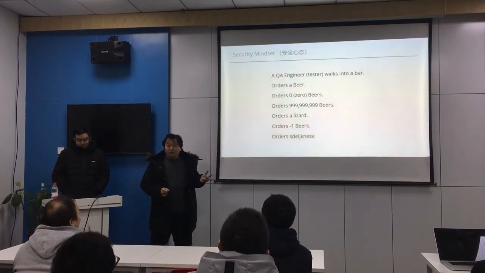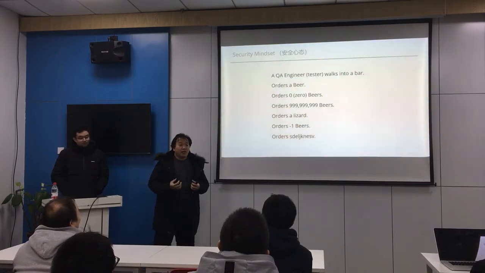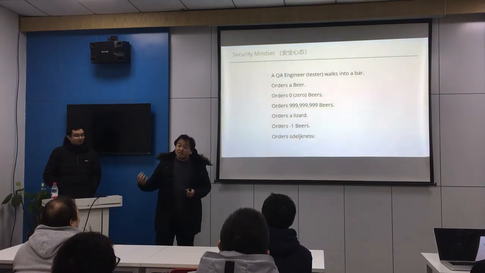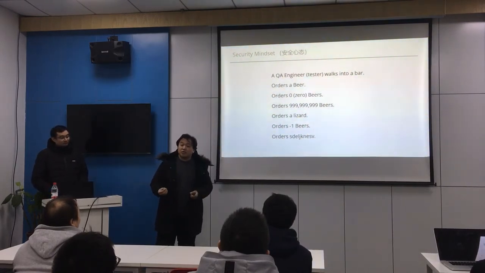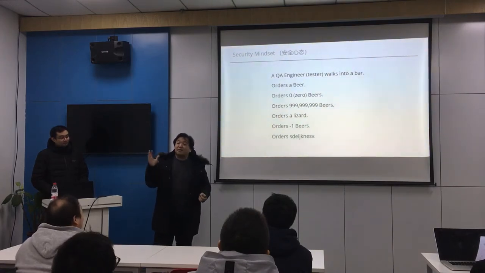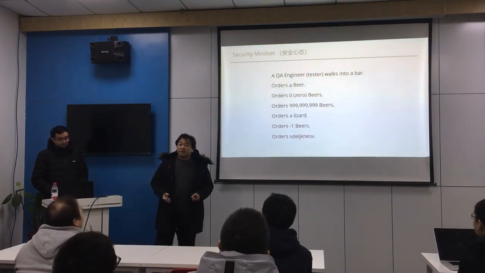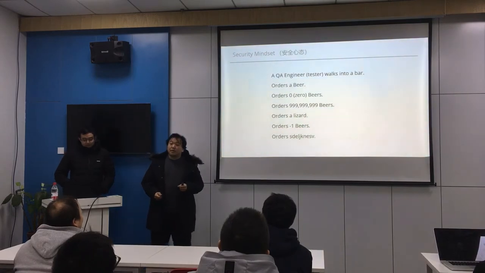So it's a silly example. It's a joke, obviously. Because a QA, what they do in companies usually, they try to test different scenarios. They try to test edge cases. So in this case, if the bar is the application, then the QA tried to test out different things that you can do in a bar. So that is what is important with the security mindset as well.